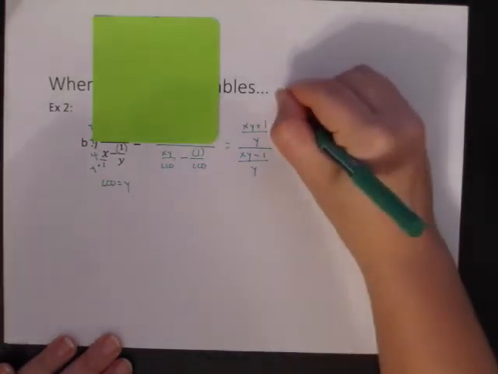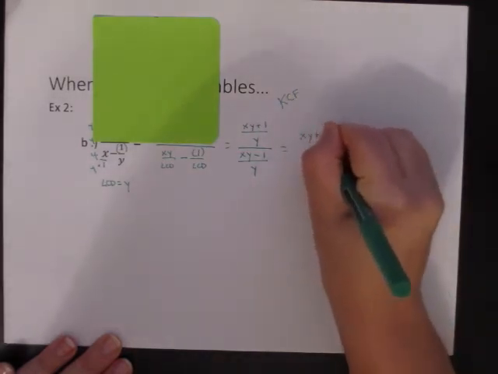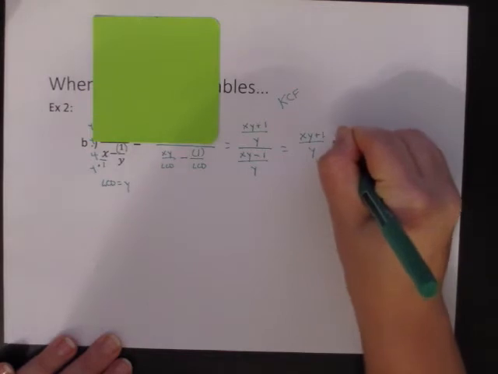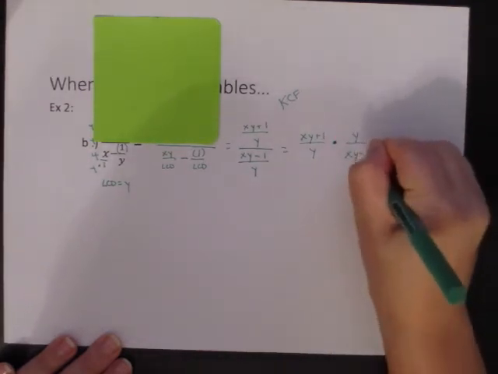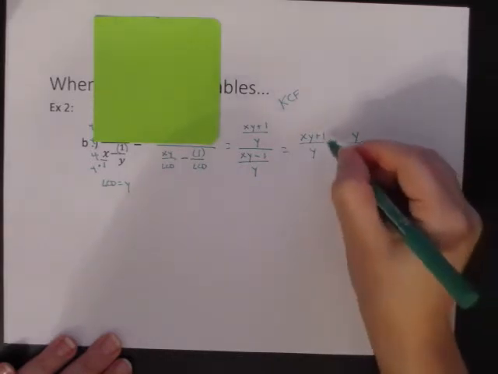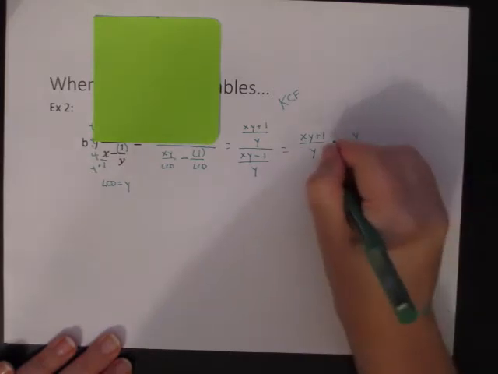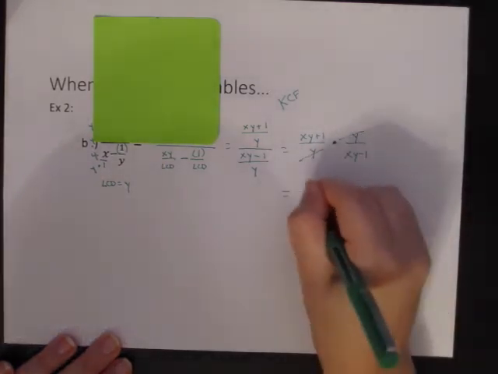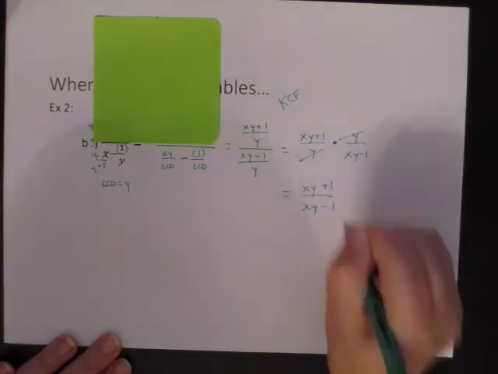So now I got to do my step 3, which is keep, change, flip. I keep the first, so xy plus 1 over y. Change from division to multiplication, and I go y over xy minus 1. Okay, I look to cross cancel. These are not the same because one's addition and one is subtraction, but my y's cancel out. So I'm left with xy plus 1 over xy minus 1.